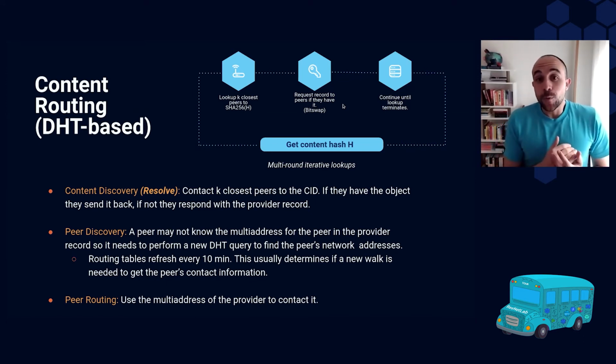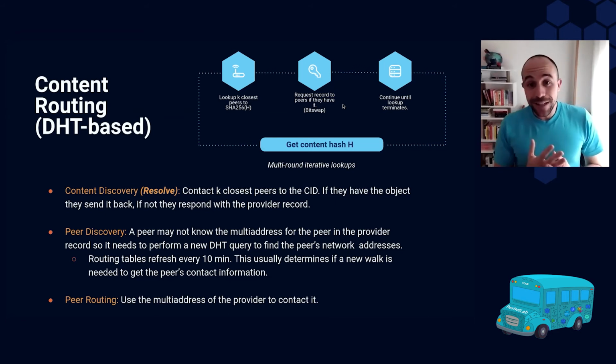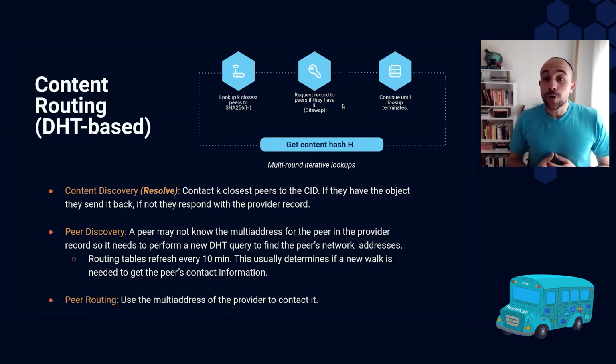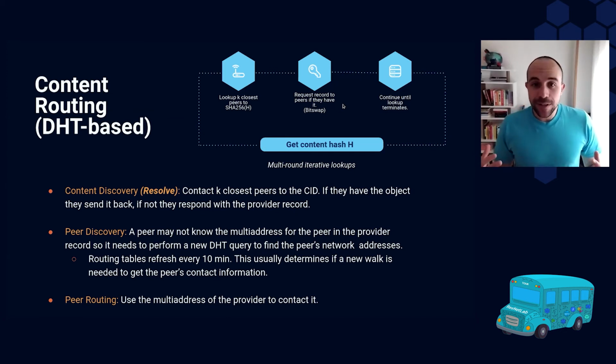From here, we may have the multi-address in order to contact these peers, or we may not have it. If we don't have a way of contacting these peers that are storing the content, what we have to do is an additional walk in the DHT in order to find the multi-address, so the list of addresses that we can use to contact this peer.